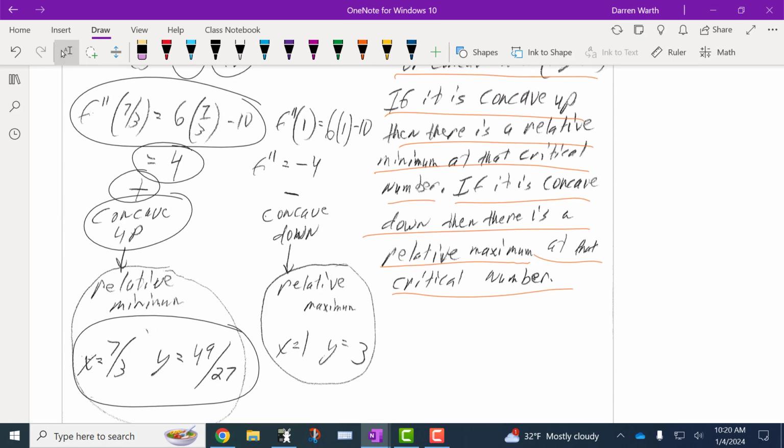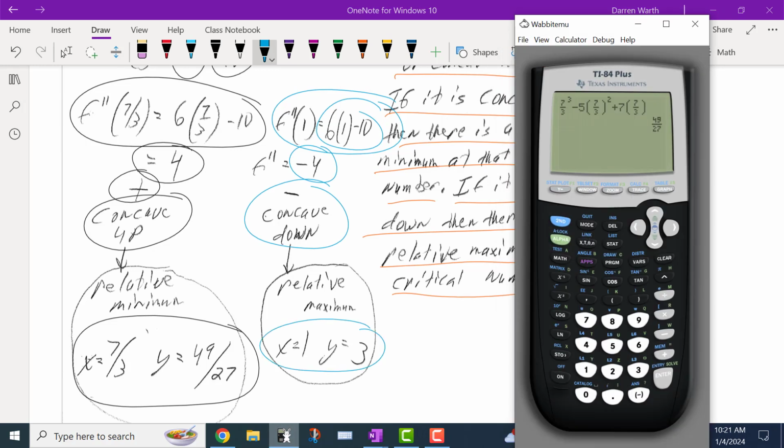So I'm going to go ahead and take my critical number right here, which is 1. Put in the second derivative. So I got f prime 1, so that's 6 times 1 minus 10. That's going to be negative 4, so that's negative, so it's concave down. So that means that at that point of x equals 1, I've got a relative maximum.